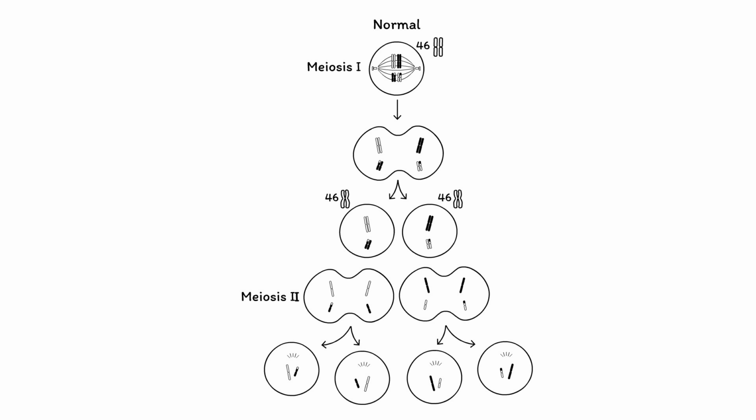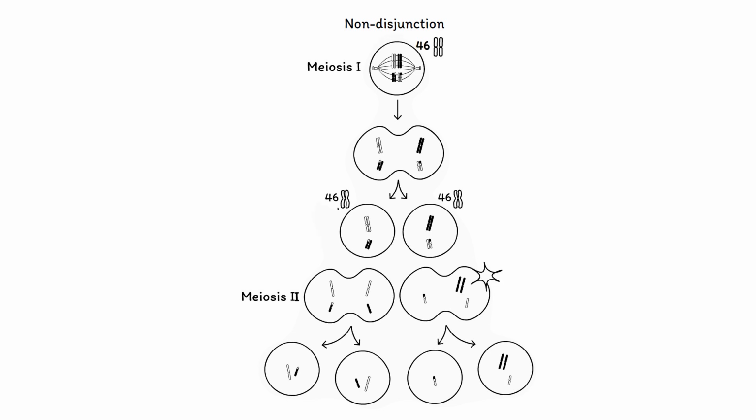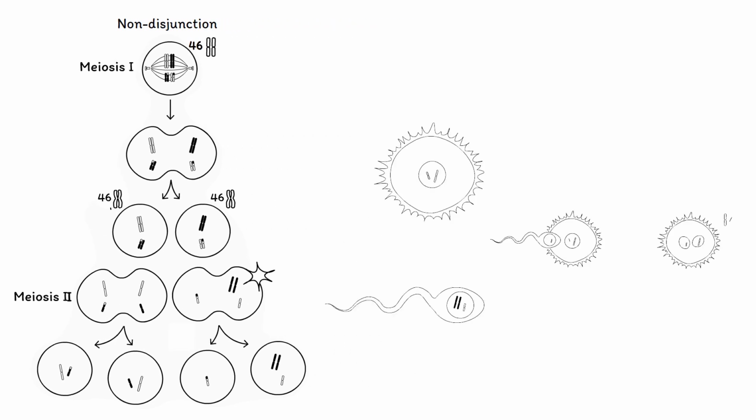Numerical chromosomal abnormalities are caused by non-disjunction during meiosis. This usually happens in meiosis I, when 2 chromosome homologs are not separated, but can also happen in meiosis II, when the chromatids are not split, leading to the formation of a gamete with extra or missing chromosomes. After fertilization, the zygote will be aneuploid.